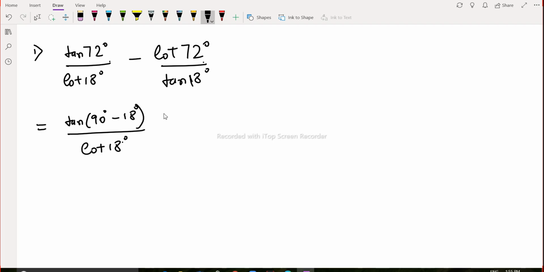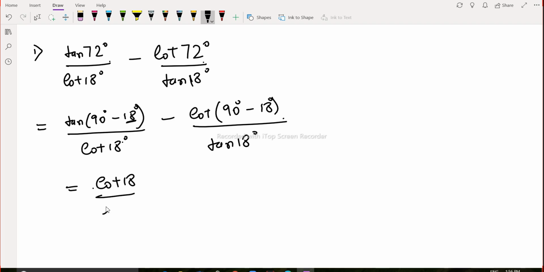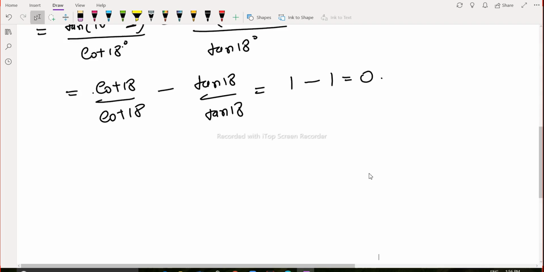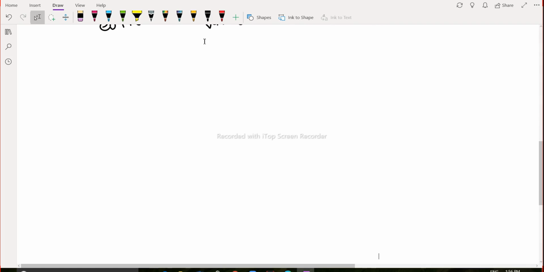So these are all degrees. Minus, again for cot I'll write cot 90 minus 18. So any one of them you can change, and this is tan 18. Now from the formulas we know tan 90 minus theta is cot theta. So here theta is 18. So this would be cot 18 upon cot 18, and this would be cot 90 minus theta, which will be tan 18 upon tan 18. This will give you 1 minus 1, which is 0. So using the concept of complementary angles, we could easily solve this question. Let's try one more sum.